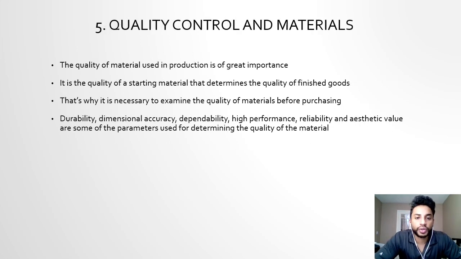And then quality control materials, you want to make sure that the quality of the material you're using in production is of great importance. The quality of starting material determines the quality of finished goods, right? So basically, you want to use good quality stuff. Quality control, you want to have a team that just works on quality control. So durability, dependability, performance, reliability, aesthetics, stuff like that. That's all part of quality control.